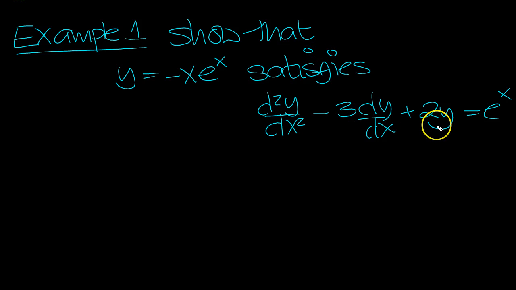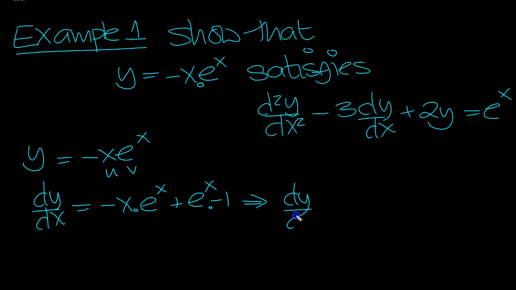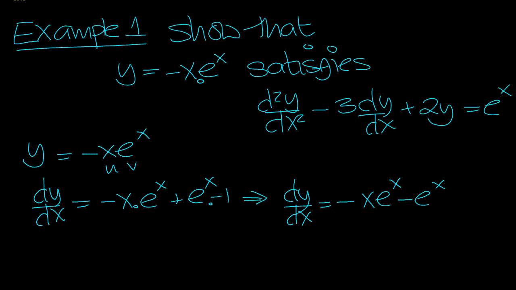We've got second, first, and normal things. So let's get this, minus x e to the x. Let's get dy/dx then. u and v. u, dv/dx, plus v, times du/dx, which is minus 1. So dy/dx is equal to minus x e to the x minus e to the x.